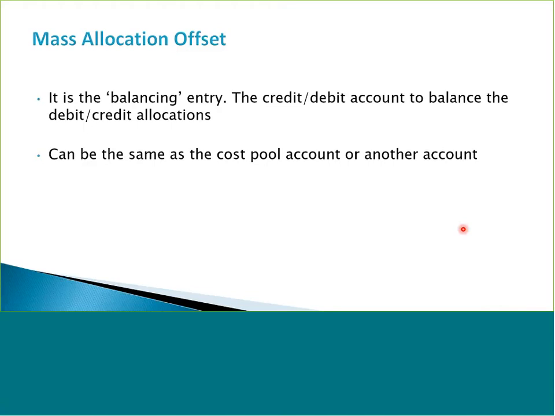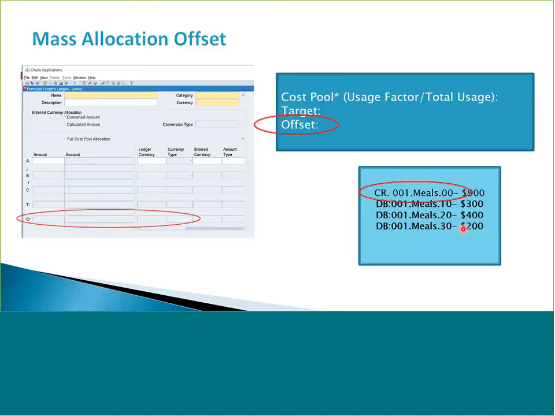You can use another account as designated by maybe the accountants of the company, maybe like a clearing account, which then can be cleared out using the main expense account. But the main point is that we have to have an offset line, which is the opposite and equal, a debit or credit for the debit or credit allocations which are generated by the formula. And again, you see where we enter it on the window. And in our case, we are going to use the same account as the cost pool.